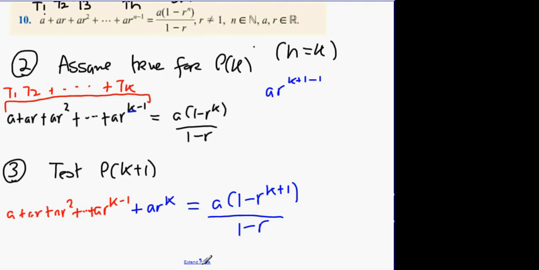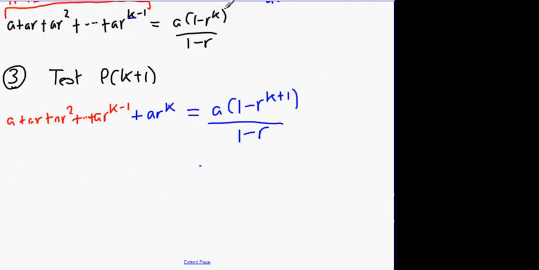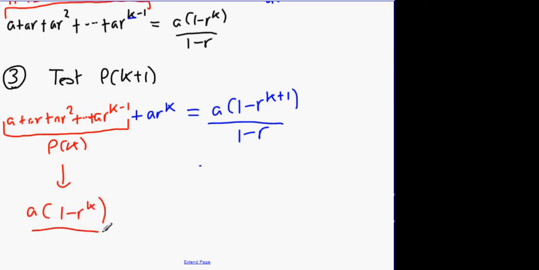Now what we're going to do next is replace this part here, which is our P of k series. Our P of k, all the way up to Tk, is going to be A into 1 minus R to the k, all over 1 minus R, plus AR to the k. And we have to prove that this left hand side equals the blue right hand side, A into 1 minus R to the k plus 1, all over 1 minus R.